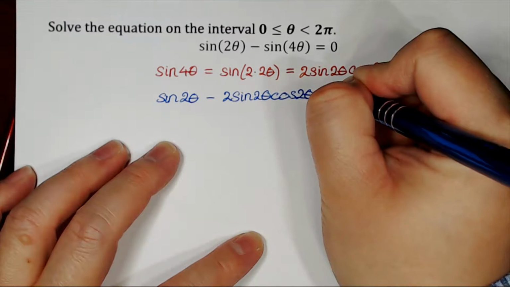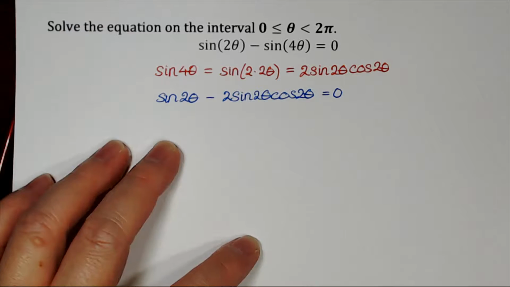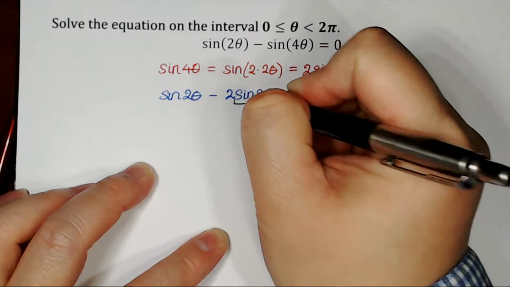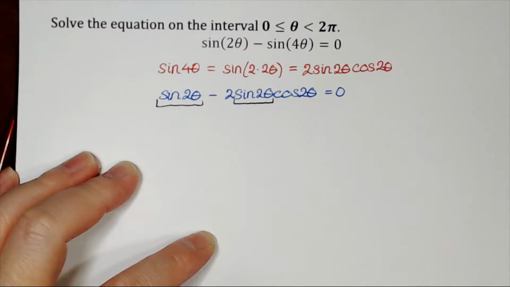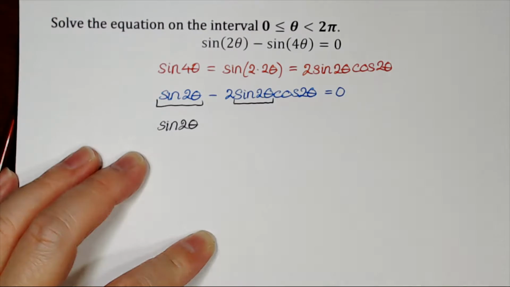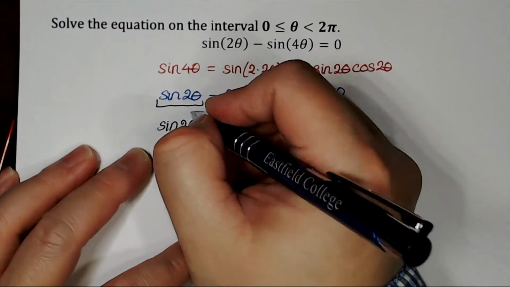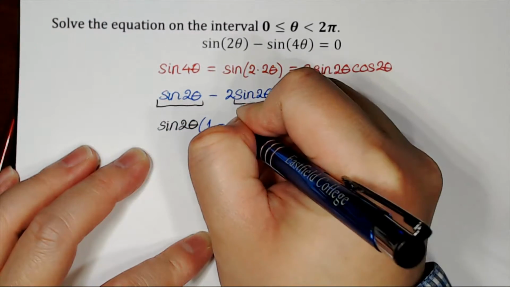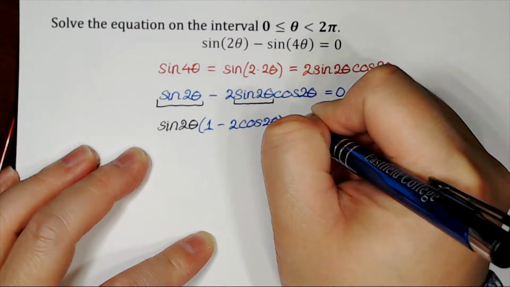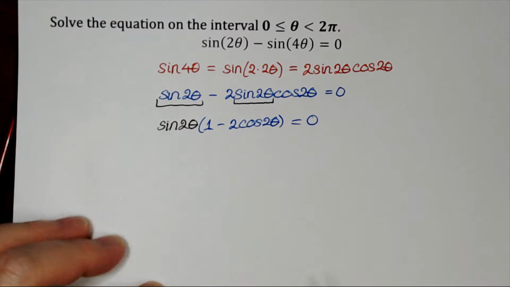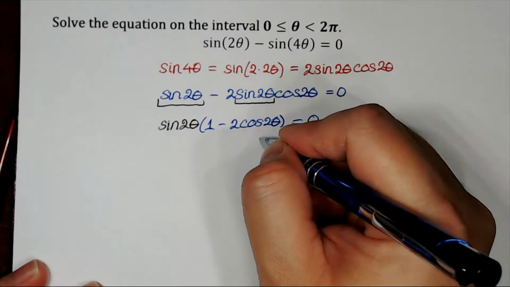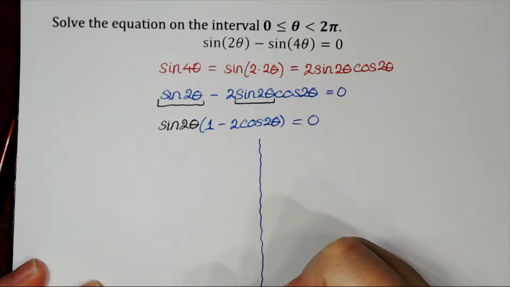equal to 0. Now both of them have sine of 2 theta in common, so I will factor it out. Then we will have sine of 2 theta times 1 minus 2 cosine of 2 theta equal to 0. Again, we have a product equal to 0. So one of the factors must be 0.